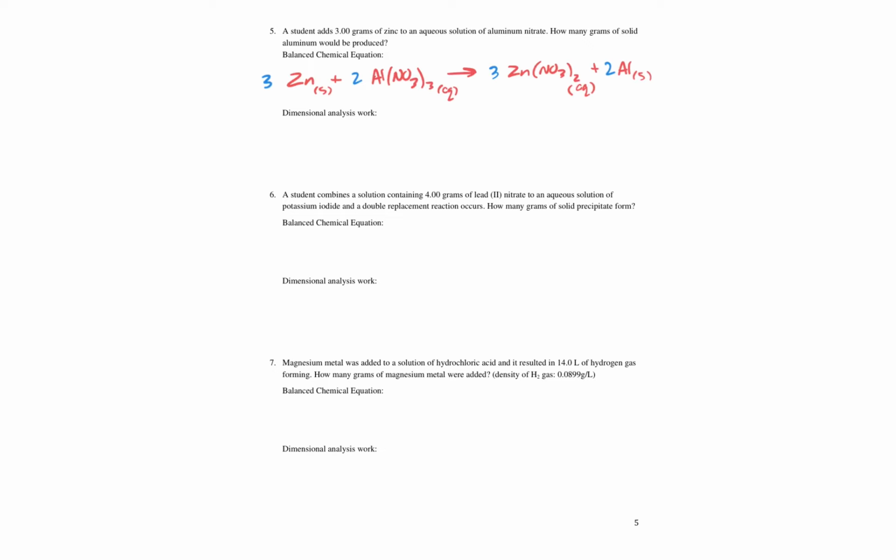Well, in this first reaction, we need to always make sure we're checking our activity series, because this reaction is actually no reaction. So it turns out 0 grams of aluminum will be produced. Remember, if a reaction does not occur, it does not produce any product.